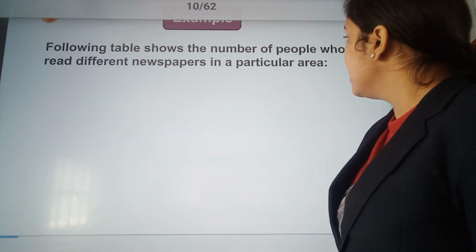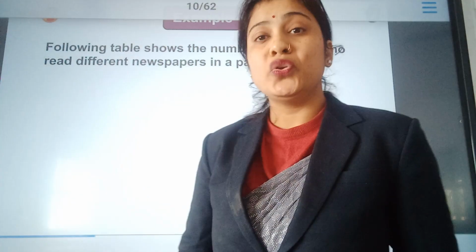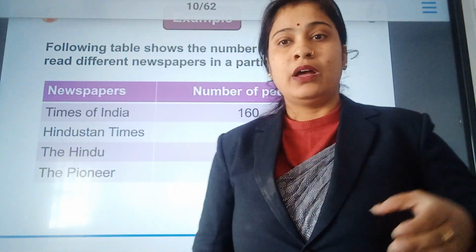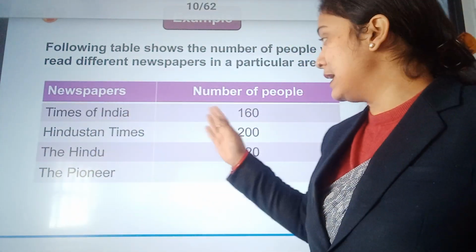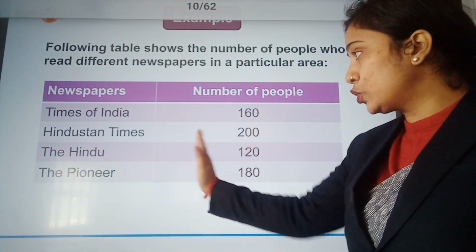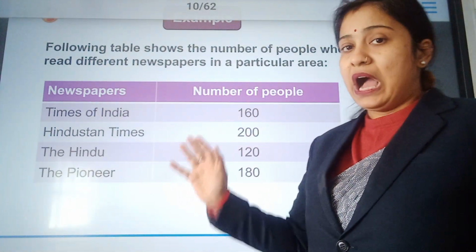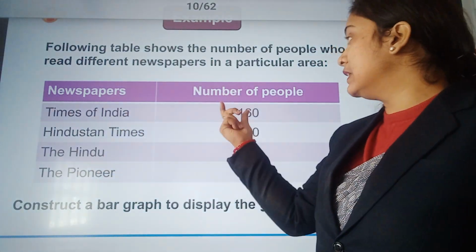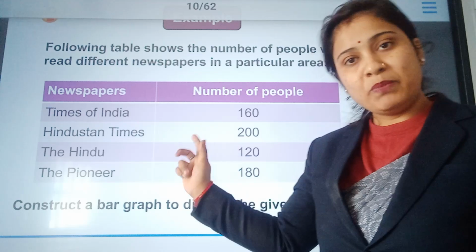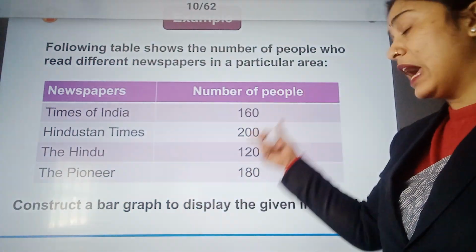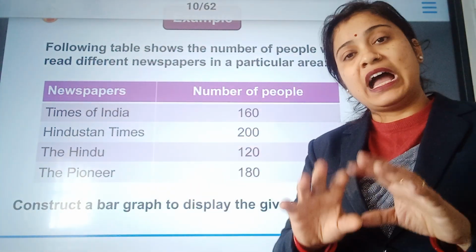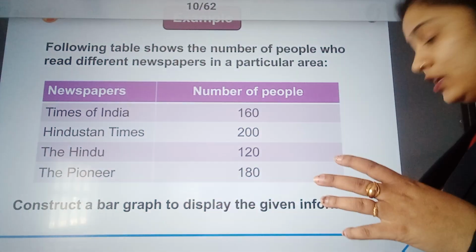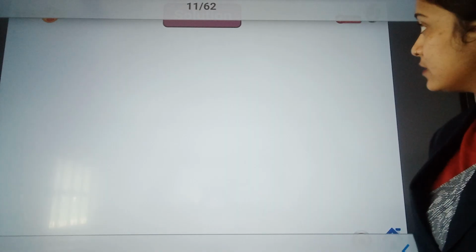This table shows the number of people who read different newspapers. Okay, so we will have different newspapers. So here is the newspaper, and here is the number of people who go through these newspapers. So again, we will take one axis for the newspaper and the other axis for the number of people. So again, we have to see along which axis we are taking the number of people or the frequency. Alright, so here again, let us go with the solution.